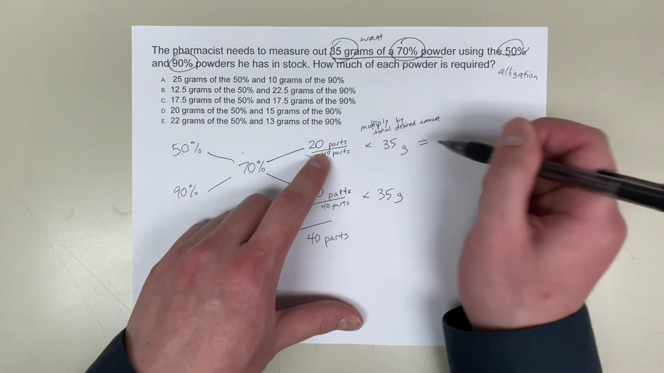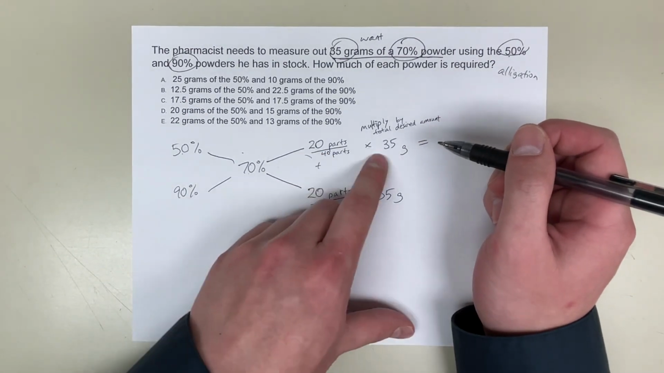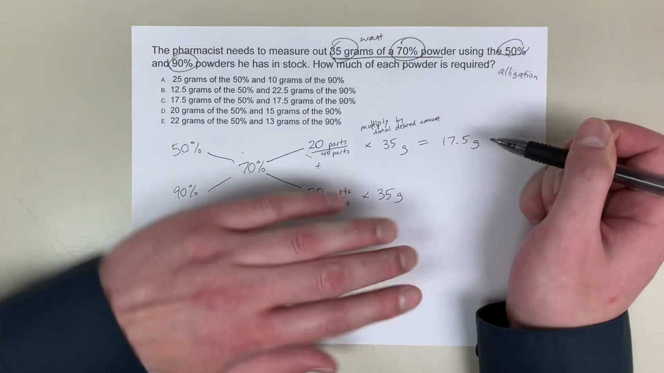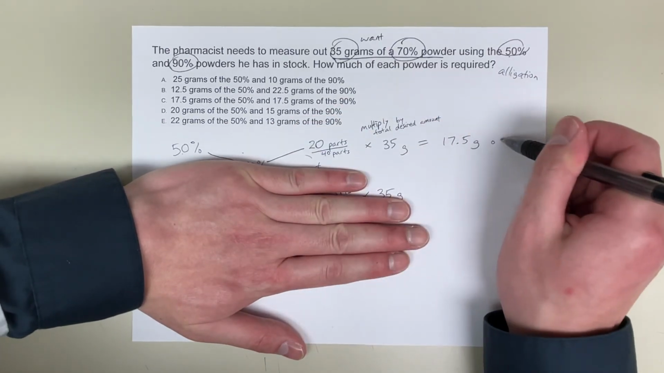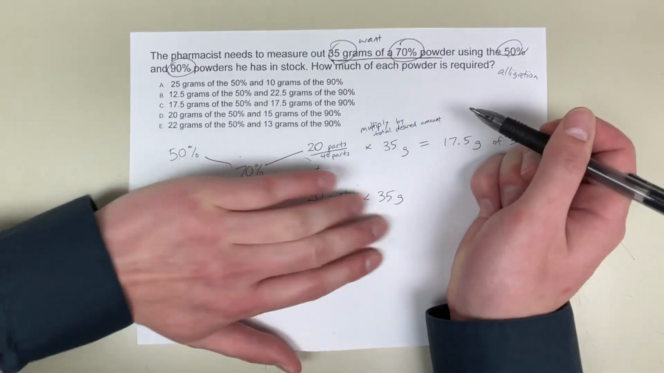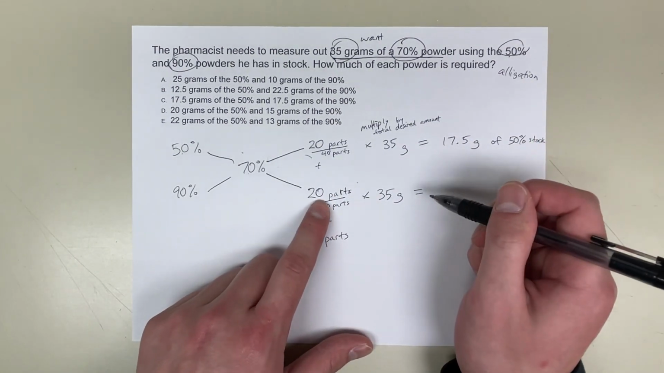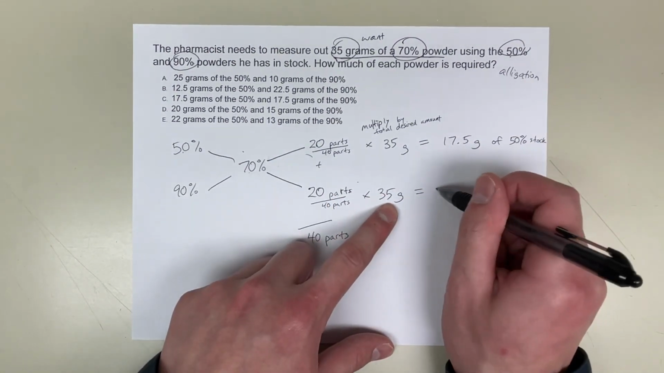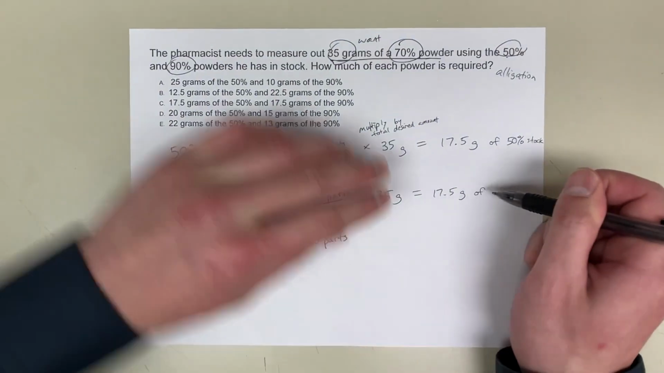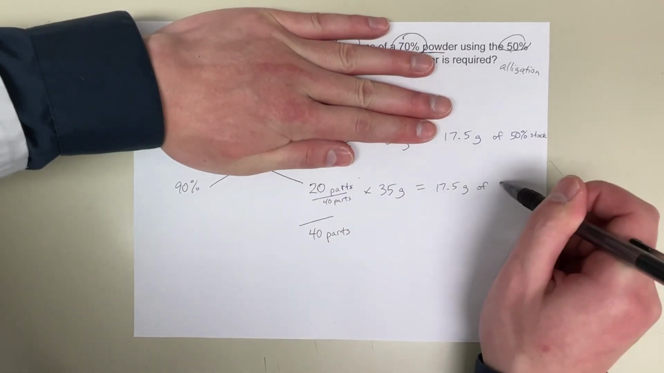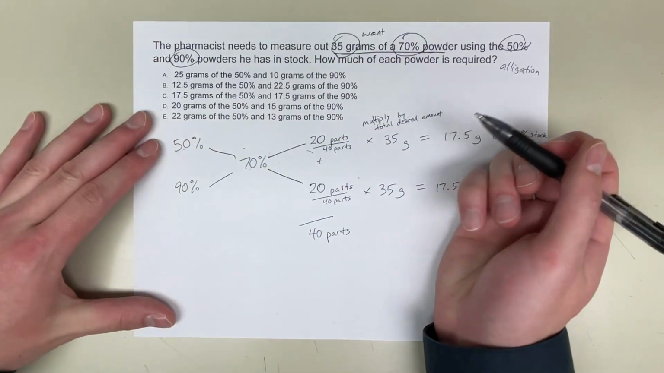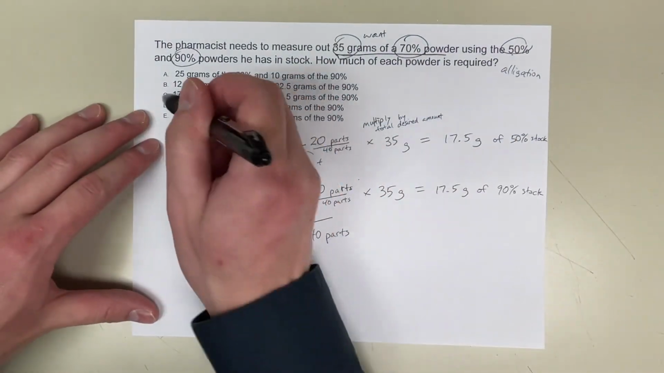So when I solve for this, 20 divided by 40, multiply it by 35, that equals 17.5 grams. And remember I told you this top half represents the 50% stock? Same thing down here. So 20 over 40 times it by 35, that equals 17.5 grams of the 90% stock. And that's my answer. So C is my final answer.